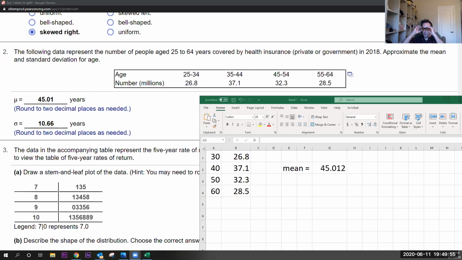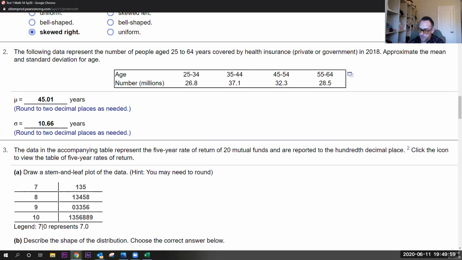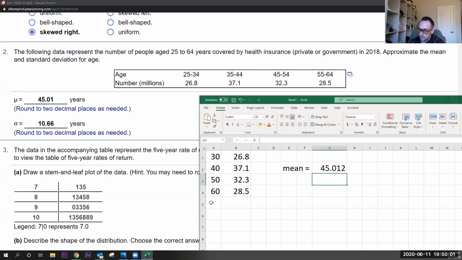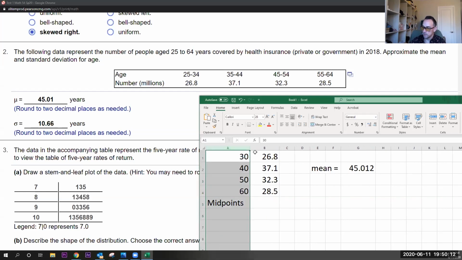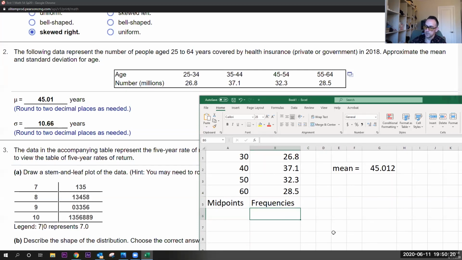All right, so what else? So that's how you do that one, right? Just get, like I said, the midpoints. Those are the midpoints. And these are the frequencies. What else do you want to do? So that's a good one to do.